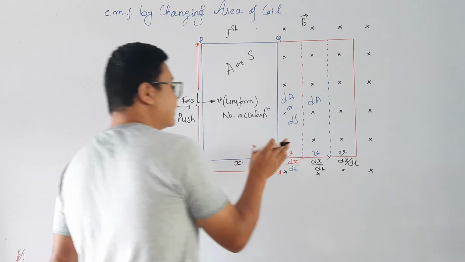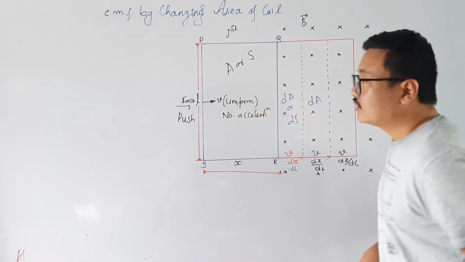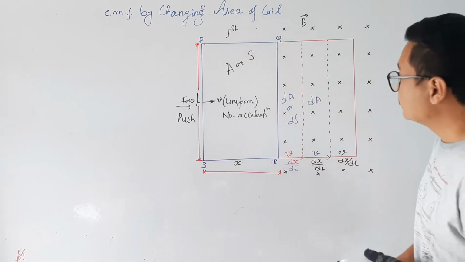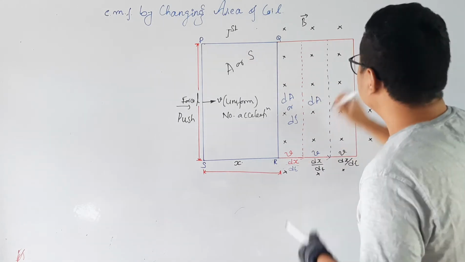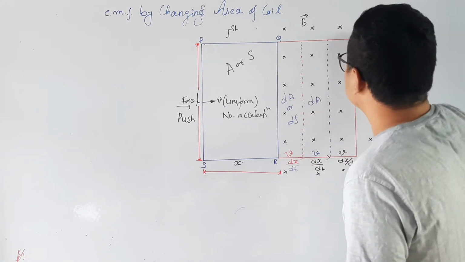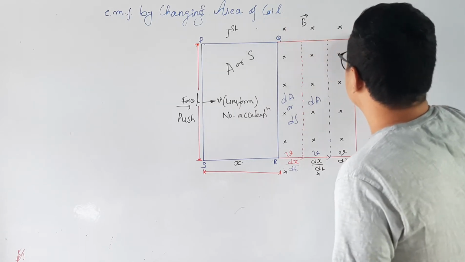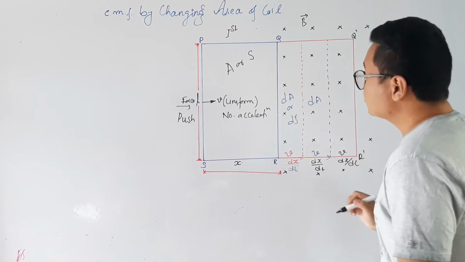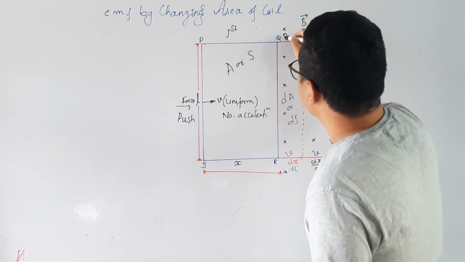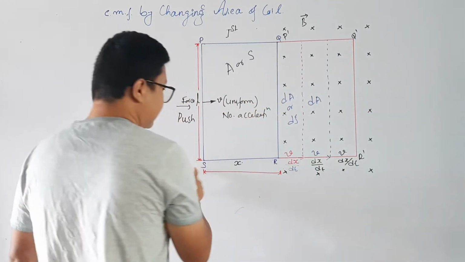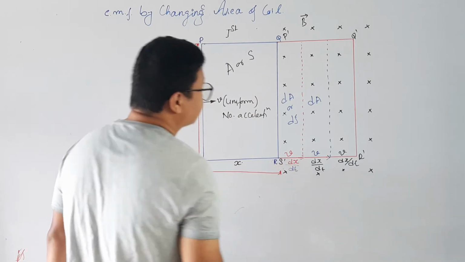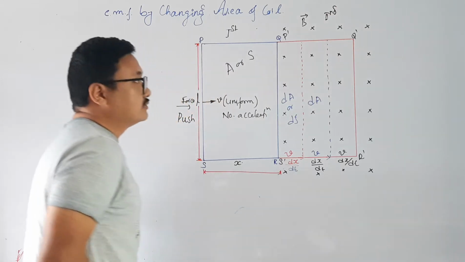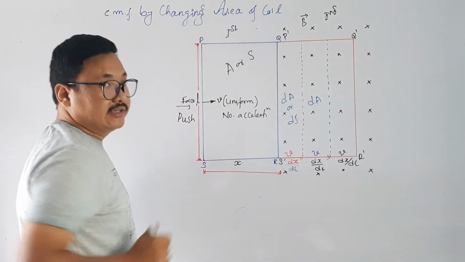So by changing the area, we want to find the EMF. First, let this rectangular coil reach here: Q has reached Q dash, R has come here, R dash, P has come here, P dash, and S has reached here, S dash. That is my second condition. Now we want to find the equation of EMF.